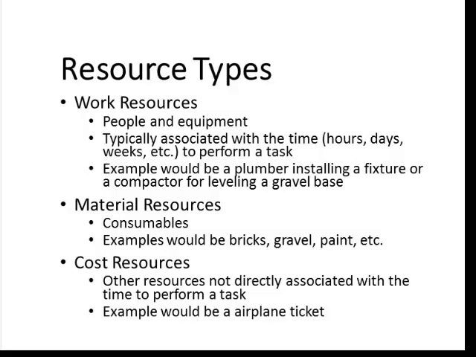The second type of resource is material resources. These are the consumables. Examples would be bricks, gravel, paint, concrete, those things that are consumed while completing and performing the tasks. And the last is cost resources. These are other resources that are not directly associated with the time to perform a task. An example would be an airplane ticket or an airline ticket.